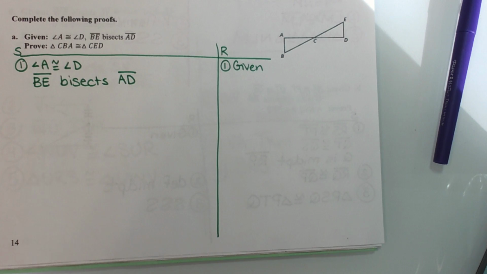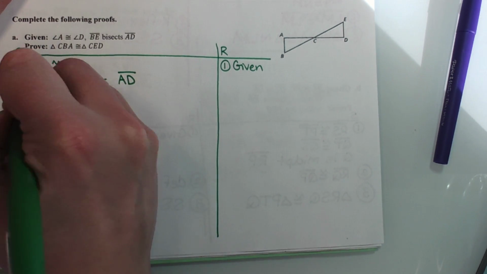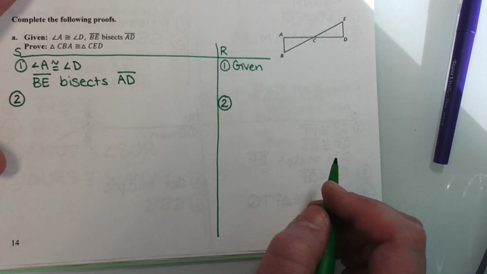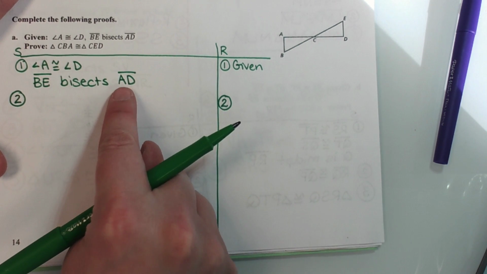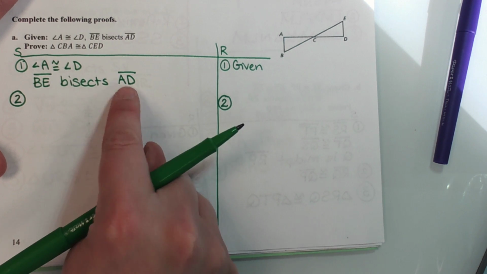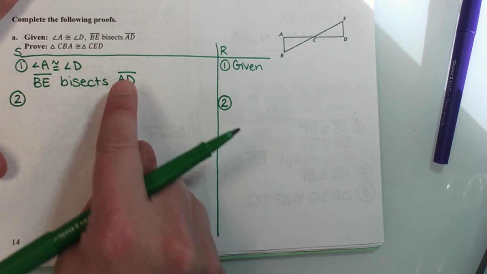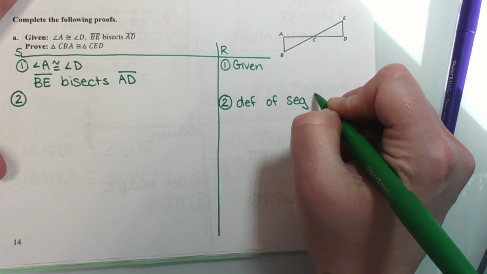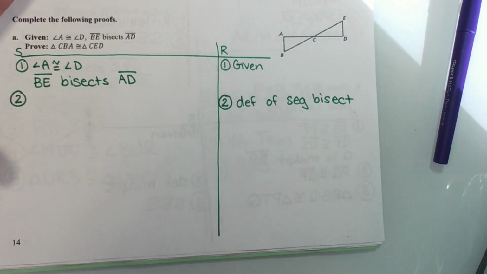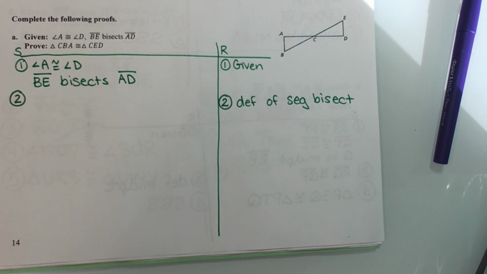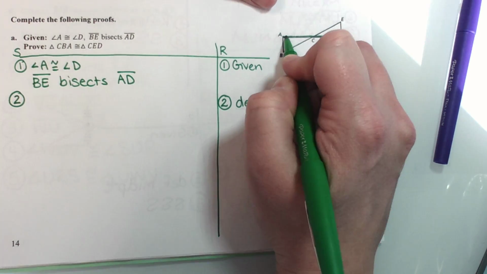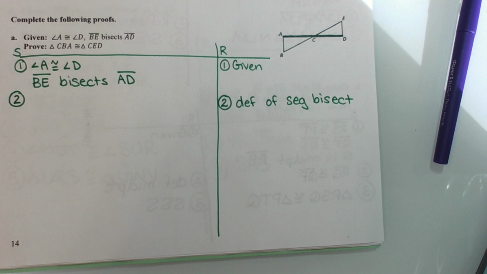What kind of bisect am I working with? Is it a segment bisector or an angle bisector? Look at this thing. Is that an angle or a segment? Segment. That's a segment. That's the type of bisector it is, always the second thing, the thing that follows the word bisects. So we're going to use the definition of segment bisect. Look at the thing that's getting bisected. AD.